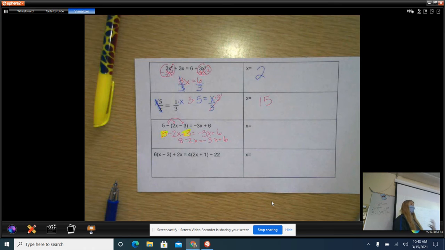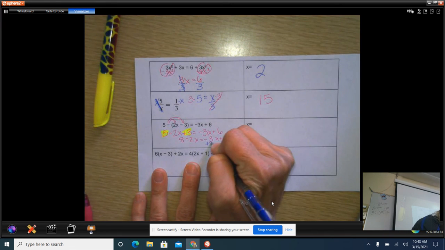I always take the smaller one and move it over to the other side. That way, it's going to be a positive number. So over here, my smaller one is negative 3x. So I'm going to do the opposite operation of negative 3x, which is positive 3x to both sides.